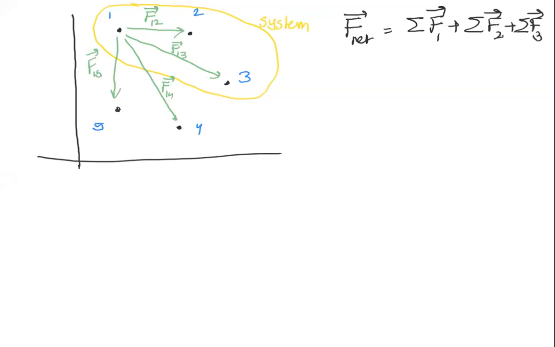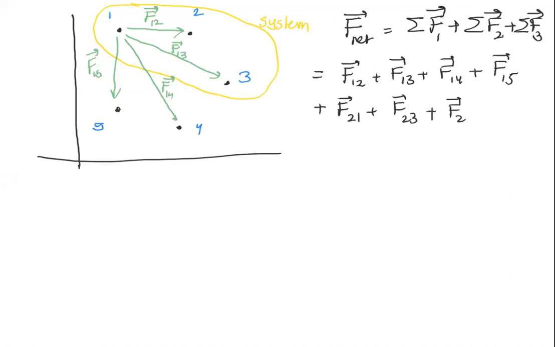And I just want to add all the forces acting on all the particles which are within my system. So on particle 1, the forces are F12, F13, F14, F15. And the forces on particle 2 must be F21 plus F23 plus F24 plus F25. These are the forces on particle 2 applied by 1, 3, 4, and 5. And finally, the forces on particle 3 must be F31 plus F32 plus F34 plus F35, right? Okay.